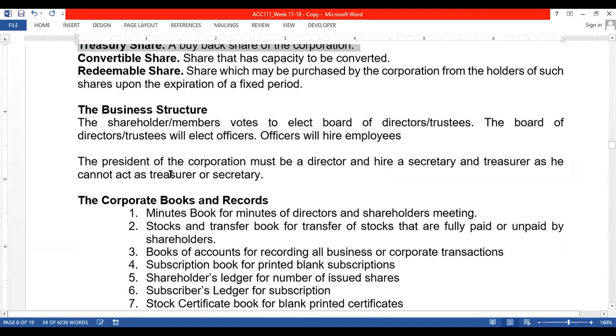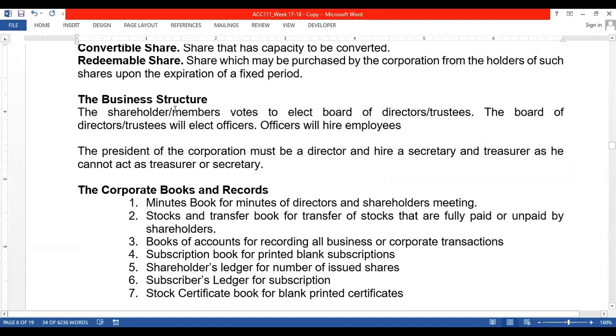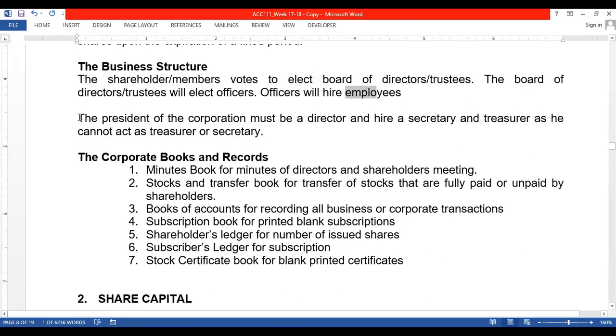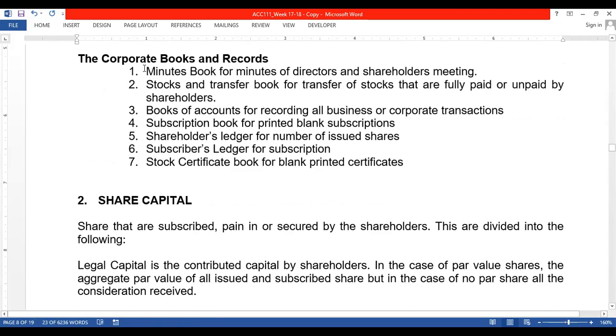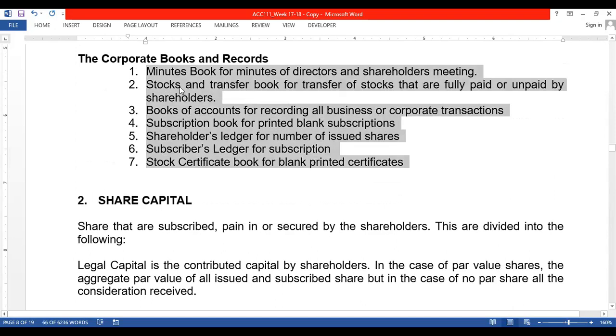So business structure here, the shareholders or members vote to elect the board of directors or trustees. The board of directors or trustees will elect officers. From the board of directors down to elected officers and down to employees. That is the chain of command in a business structure in a corporation setting. The president of the corporation must be a director and hire a secretary and treasurer as he cannot act as treasurer or secretary. So you do have here the different corporation books, but we will not discuss this one by one.